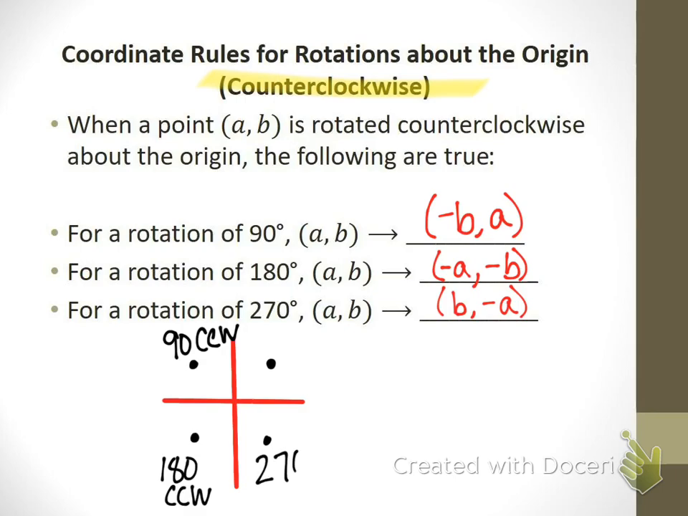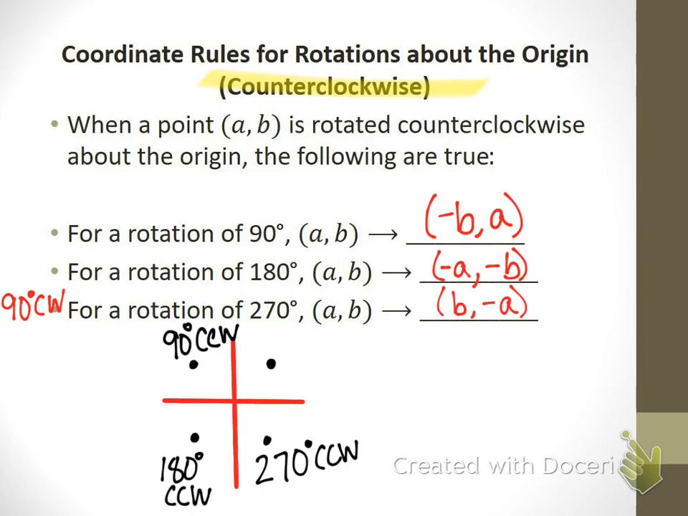So let's now talk about if we were to go clockwise instead. 90 degrees clockwise is going to be the same as what? 270 counterclockwise. So if you want to, next to your 270 counterclockwise, put 90 degrees clockwise. That might be a useful note to have.